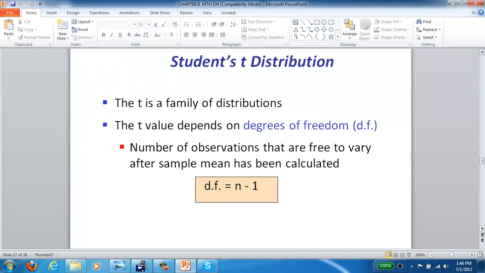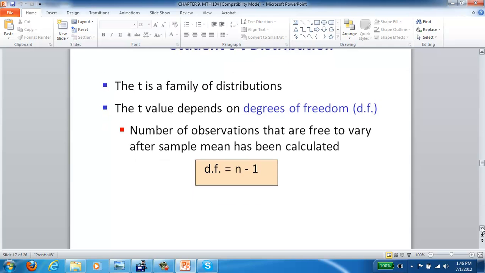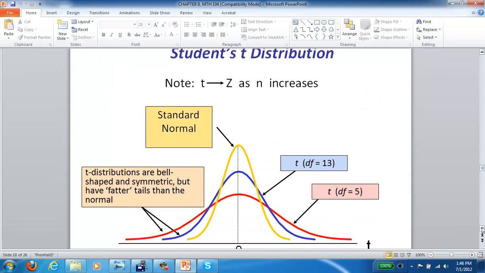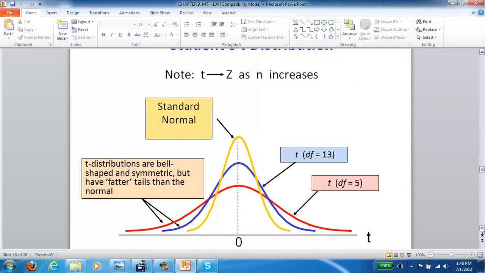Now the T distribution is a family of distributions and depends on the degrees of freedom. The degrees of freedom is the number of observations that are free to vary after the sample mean has been calculated. And the degrees of freedom will be n-1. That means how many observations you have minus 1. And this is how the T distribution looks compared to the normal distribution.